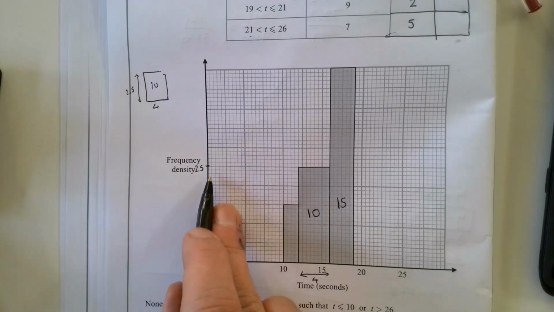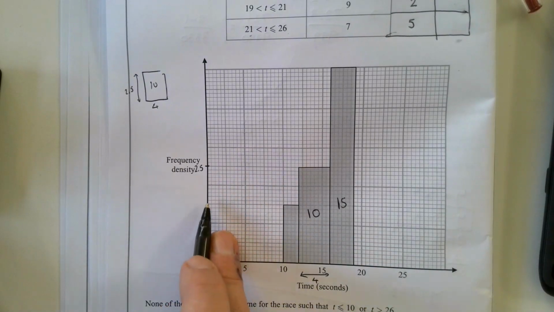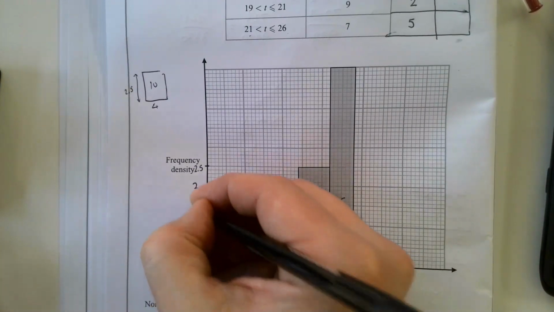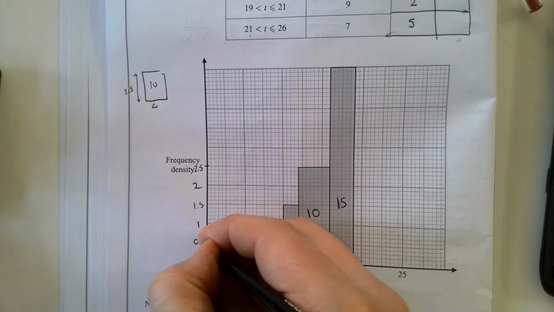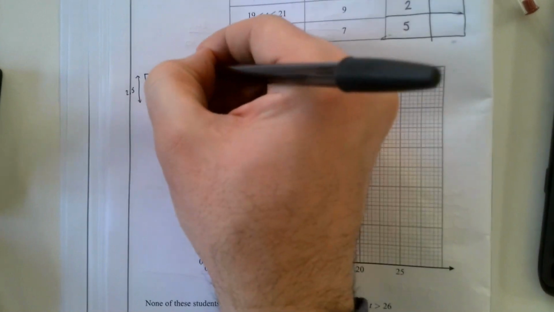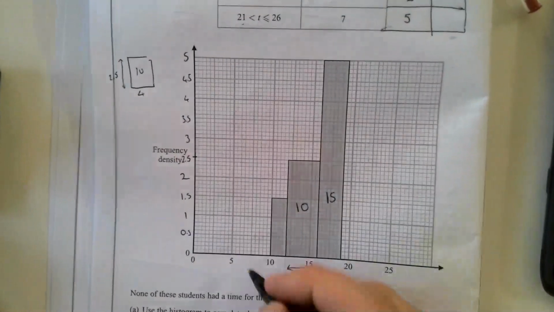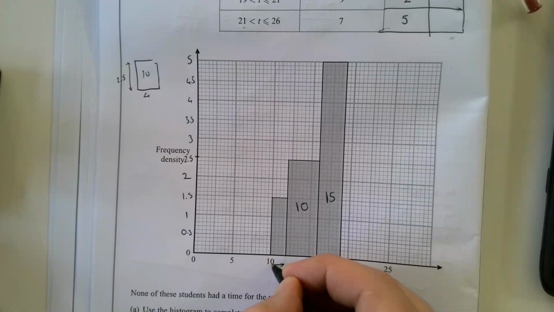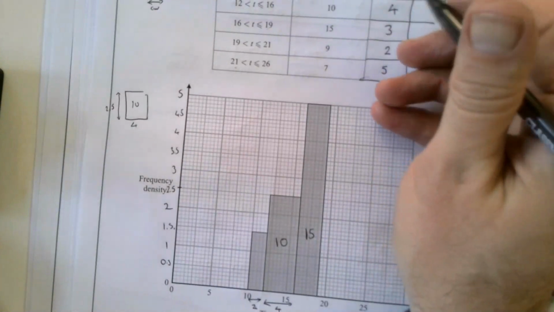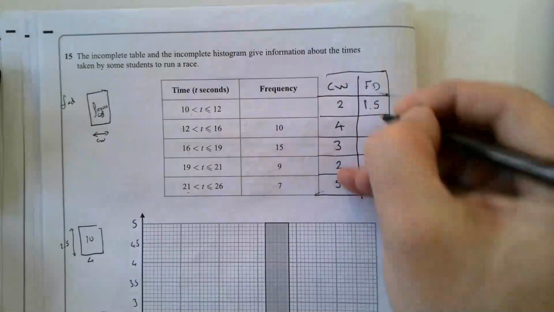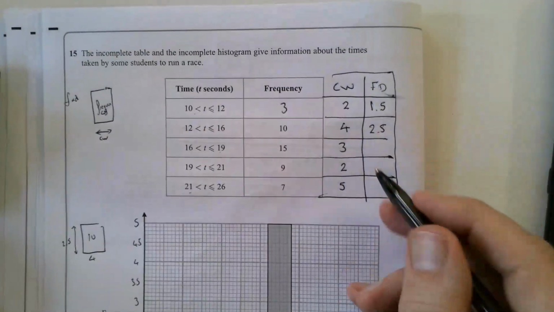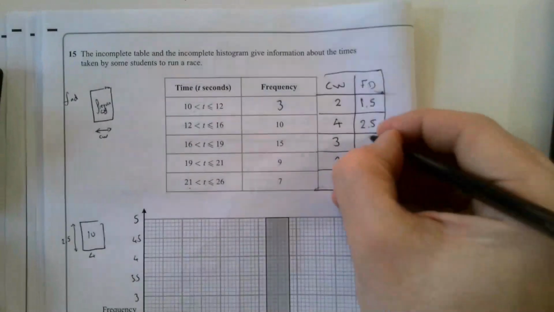Now if that's 2.5, then that's 1, 2, 3, 4, 5 of these larger boxes. So actually, these larger boxes are going up in 0.5s, 3.5, 4, 4.5, 5. So I've got that bit. Now I can just do some calculations. So this one is 2 units wide and it's 1.5 units tall. So that will give me a frequency of 3. 2 times 1.5. This one, it's 3 times 5, which gives me 15.